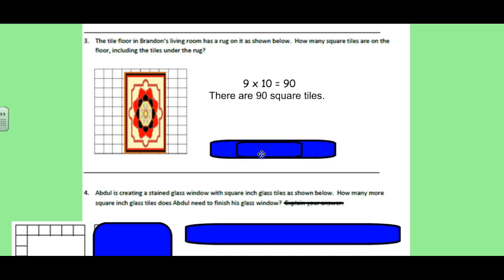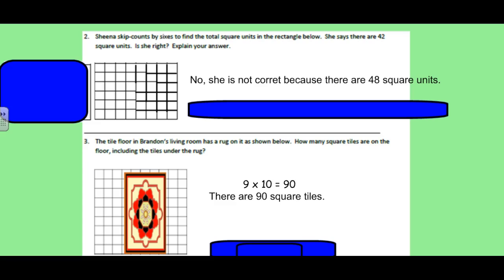So the equation I was looking for was 9 times 10 equals 90, because there were 9 on this side of the rectangle and there are 10 squares on this side of the rectangle. So all we had to do was 9 times 10 and that gave us how many squares there were total. We're going to move on to number 4.